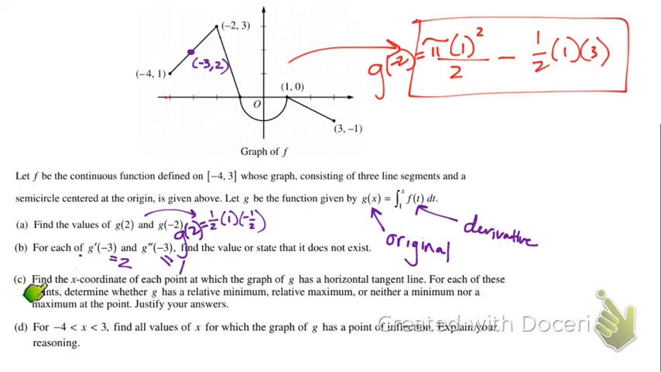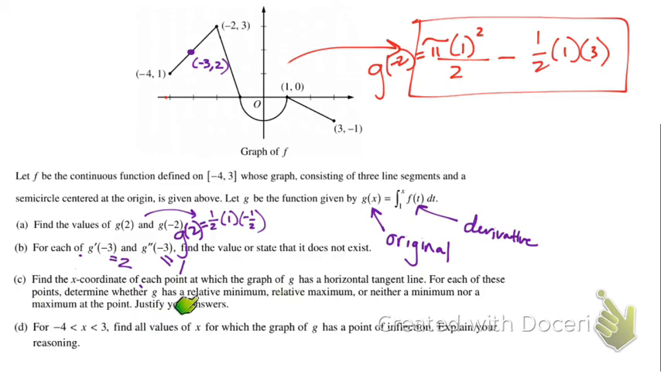Part C, find the x-coordinates of each point at which the graph of g has a horizontal tangent line. So again, if I want to know where g has a horizontal tangent line, I want to know where the derivative is equal to 0. So it's equal to 0 here at negative 1 and here at positive 1. It says for each of these points, determine whether or not g has a relative minimum, a relative maximum, or neither, and justify your answer.